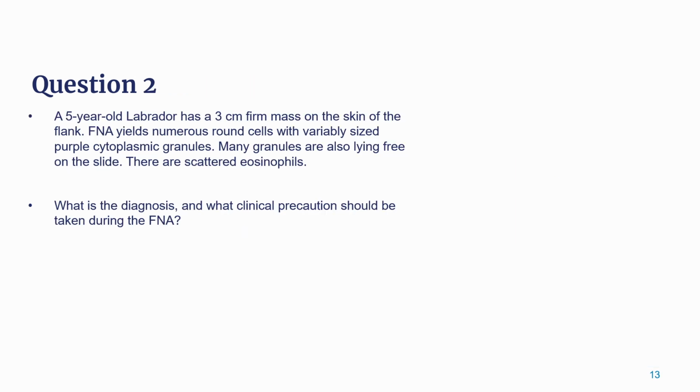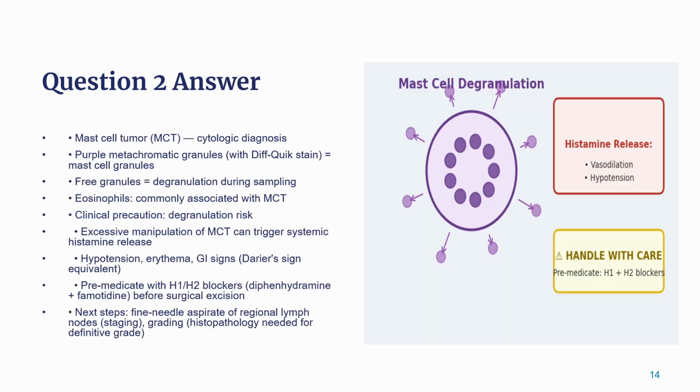Question 2. Purple granules inside and outside the cells, round cell tumor, eosinophils in the background. What's the diagnosis, and is there anything to be cautious about when you're performing this particular aspirate? Mast cell tumor, one of the most cytologically satisfying diagnoses because the purple granules are so distinctive.